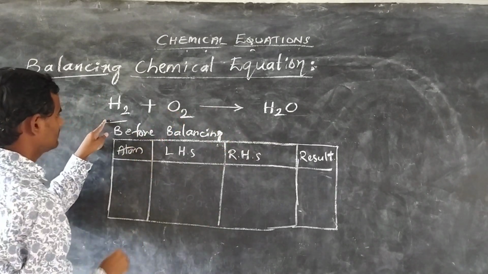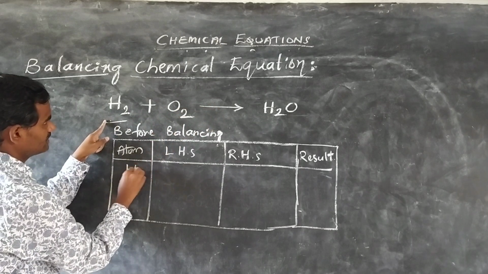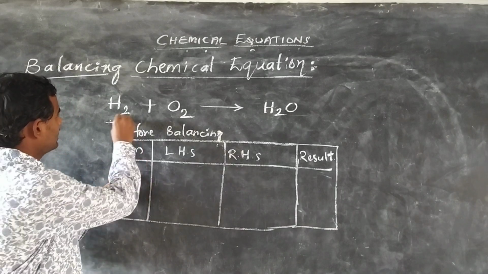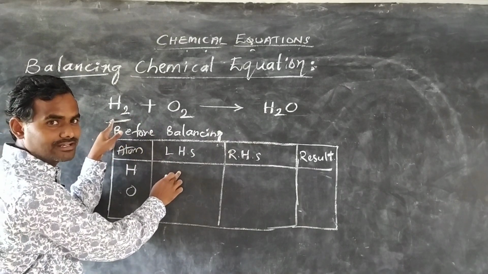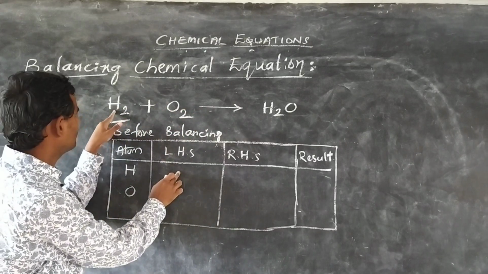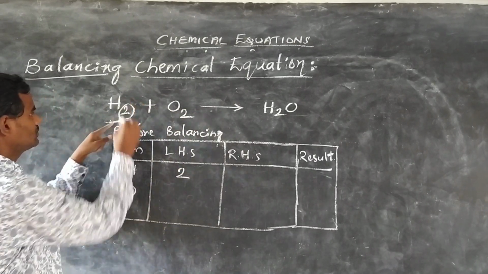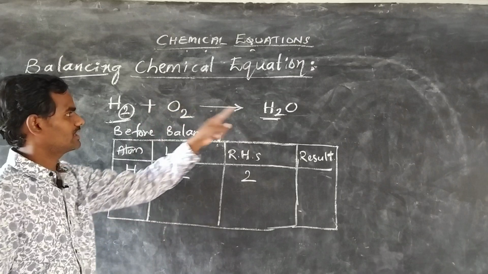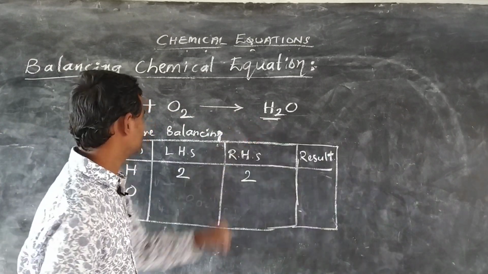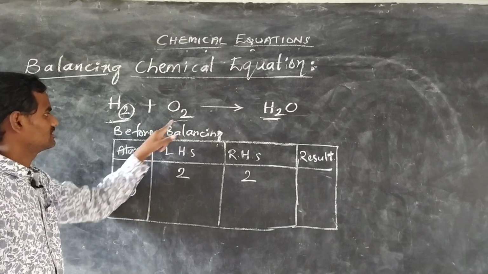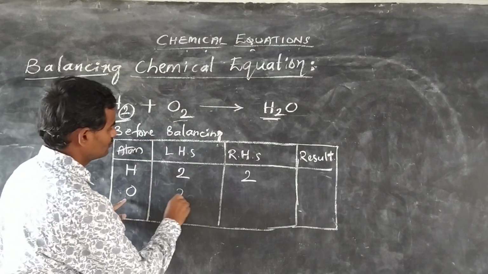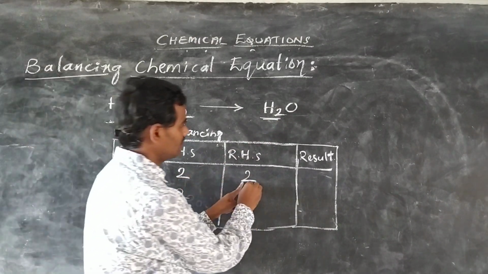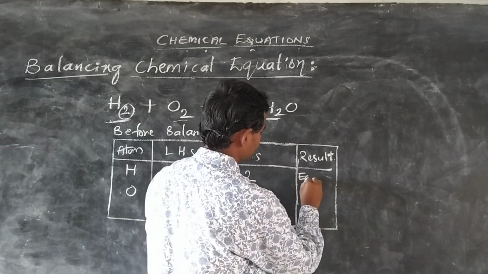First we are checking what atoms are present in the complete equation: hydrogen and oxygen. Hydrogen atoms on the left hand side of the arrow are 2, and on the right hand side also 2. Now coming to oxygen, how many oxygen atoms are present? Left 2, right 1. Hydrogen is 2 on the left and 2 on the right. What is the result? It is equal.